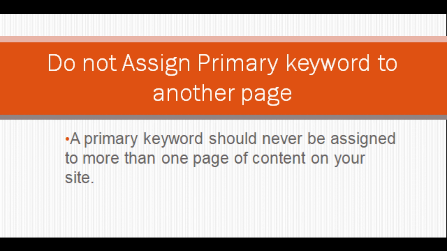Next, don't assign the primary keyword to another page. A primary keyword should never be assigned to more than one page of content on your website. If you assign the same keyword to more than one page, it can cause keyword cannibalization issues, wherein search engines don't know which page is more important and therefore rank no page. You can use a duplicate content checker to find issues like this on your website.